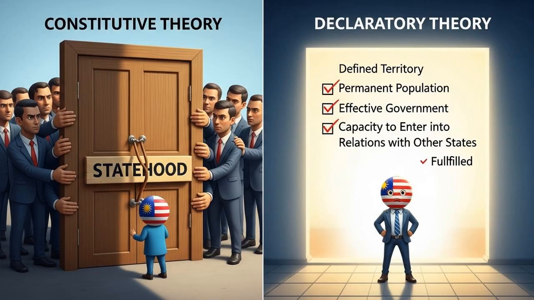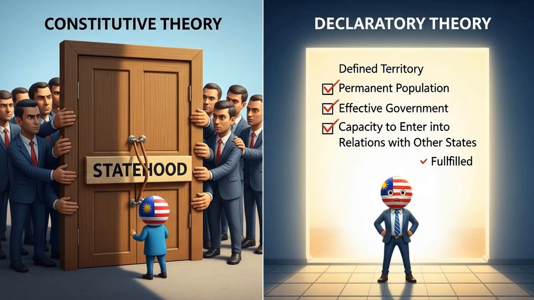At the heart of this entire debate are two competing ideas. The first is the constitutive theory. Popular in the 19th century, it says an entity only becomes a state when other states recognize it. Recognition literally constitutes or creates the state. Without that approval, you have no legal rights on the international stage. But this has a major problem. It makes statehood dependent on the political whims of powerful nations, creating a chaotic system where a country might exist for some, but not for others.